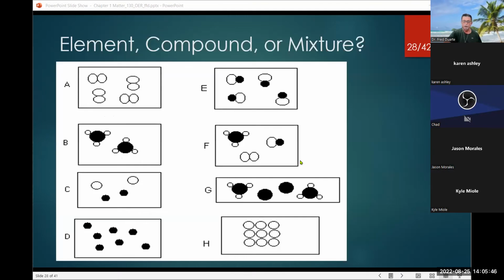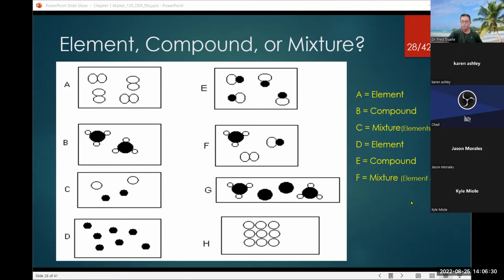All right, so if we look at A, we can say that A is a good example of an element, specifically a diatomic. B would represent a compound. C would represent a mixture, specifically a mixture of at least two different elements, okay? D, since we have nothing but the dark spheres there, is just an element. Compound for E. Obviously, F is a good representation of a mixture. And if we need to know more specifically, that would represent a mixture of a diatomic element and two different compounds. Okay.